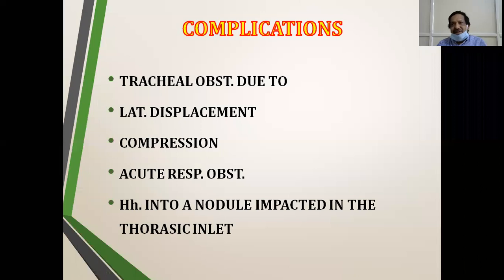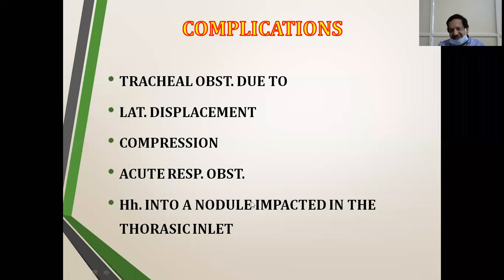Complication: what will happen with the multinodular goiter or a huge goiter? It may produce tracheal obstruction due to large size. The trachea may be displaced laterally, or it may be compressed, resulting in acute respiratory obstruction. Or hemorrhage into a nodule impacted in the thoracic inlet may produce acute respiratory obstruction.